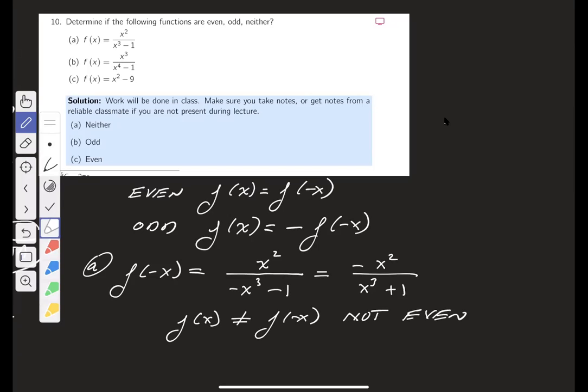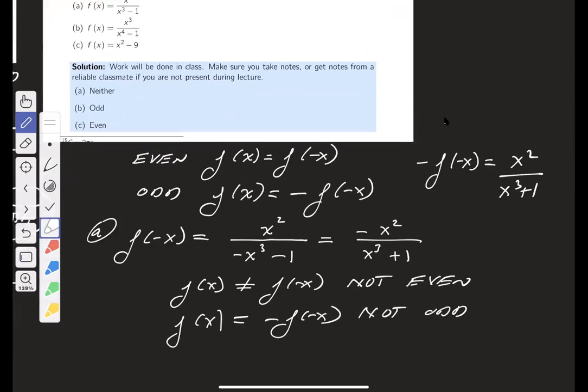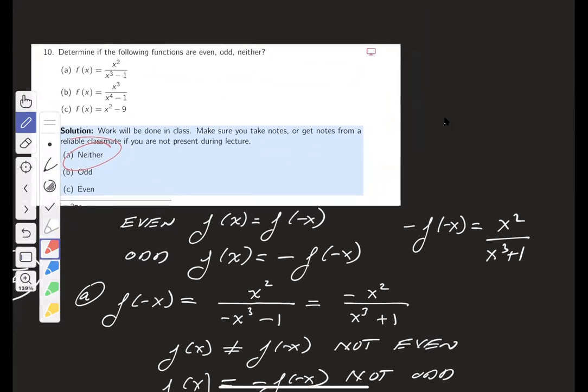All right. The next question is, is f of x the same thing as minus f of minus x? Well, let me write minus f of minus x down for you. Minus f of minus x would equal x squared over x cubed plus 1. Well, I'm looking at it, and it's not the same thing, so it's not odd. So what do we conclude? It's neither. And I want to point out that's written over there. All right, let's go to the next one, and that's going to be B now.